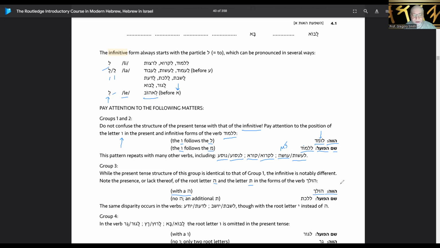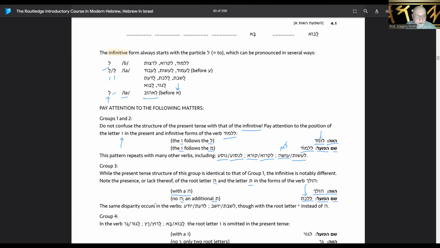הולך, yeah, holech. Okay, and then no hey and an additional tav. So lalechet. Right, to go. ללכת, lalechet. Okay, that one. Shem Poel would be like the infinitive verb form.